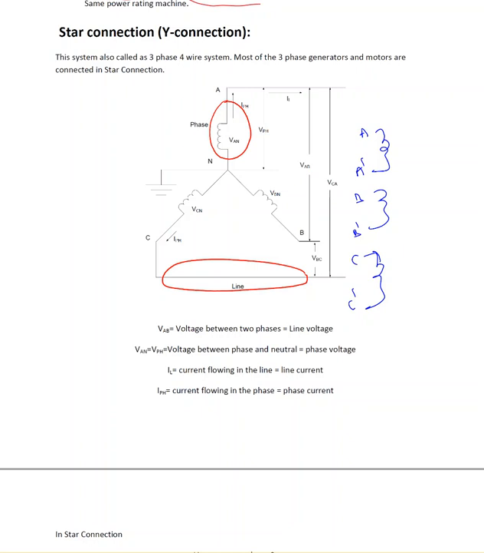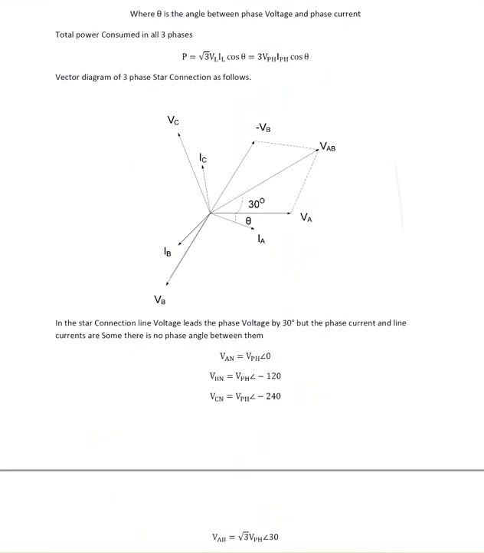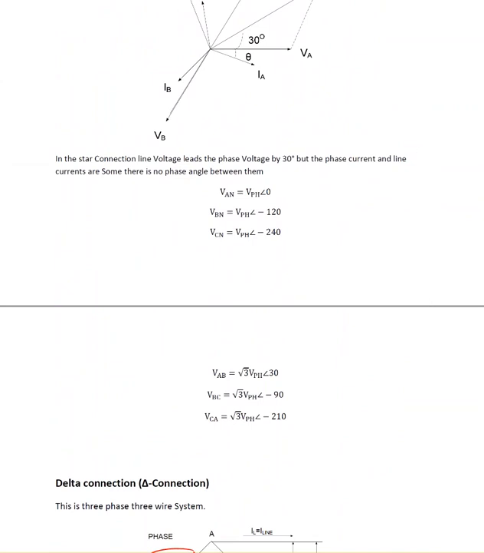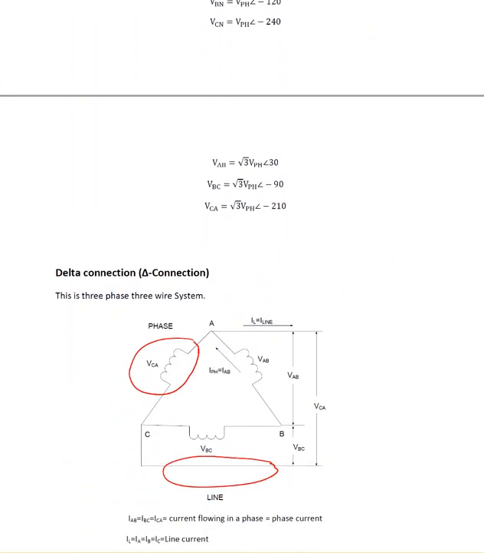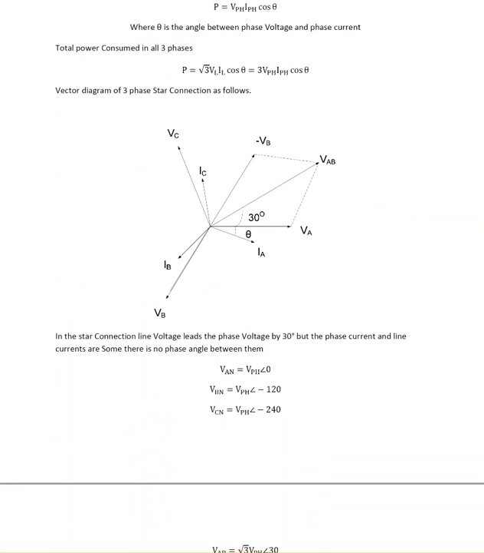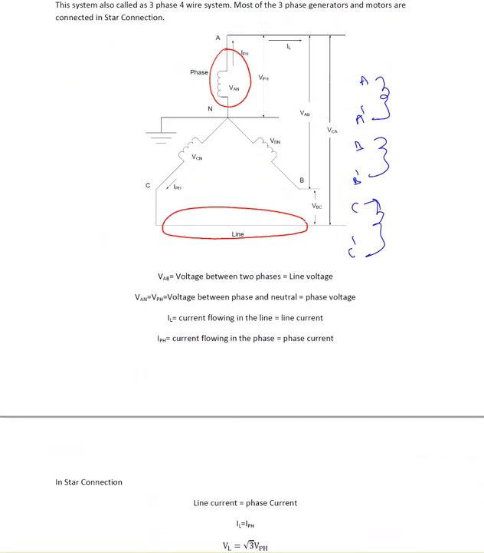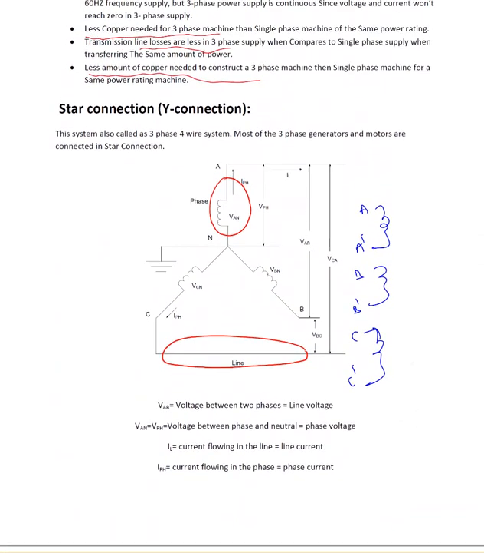Now, how do we connect these three windings? We can connect them either as a star connection, which is also called Y connection, or the second one is delta connection. Here is the delta connection. We'll talk about delta connection in a minute. So, going back to the star connection.